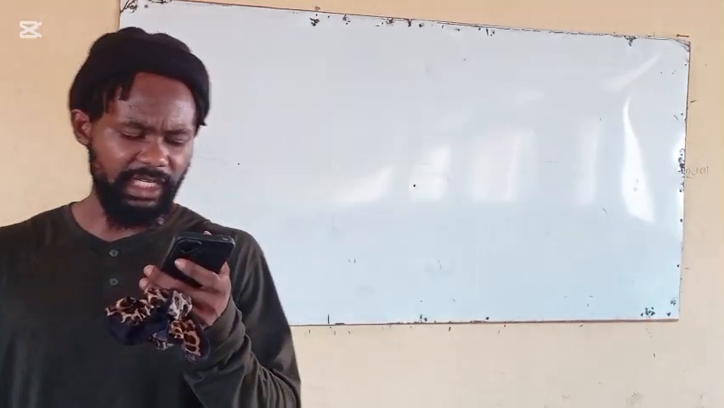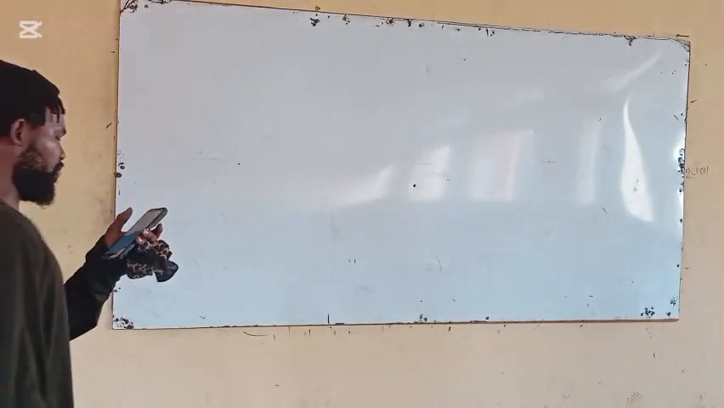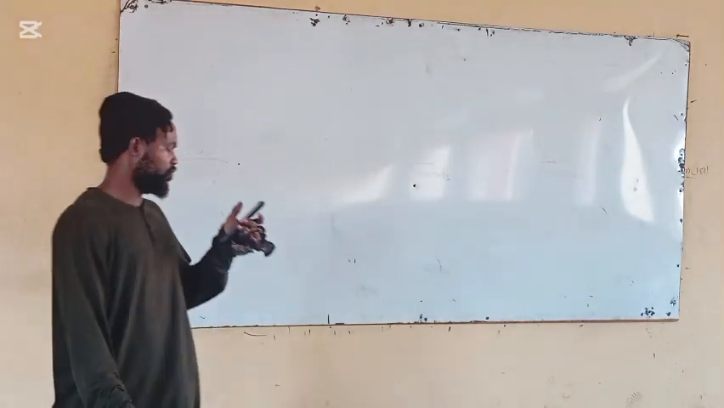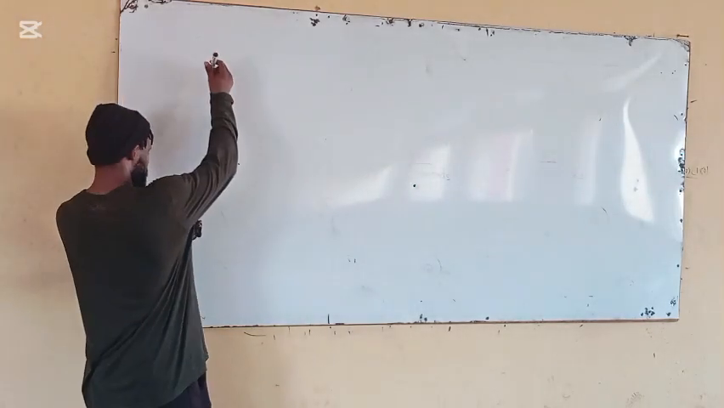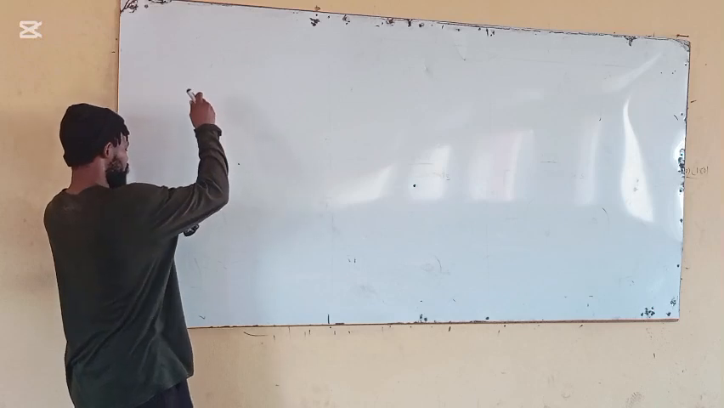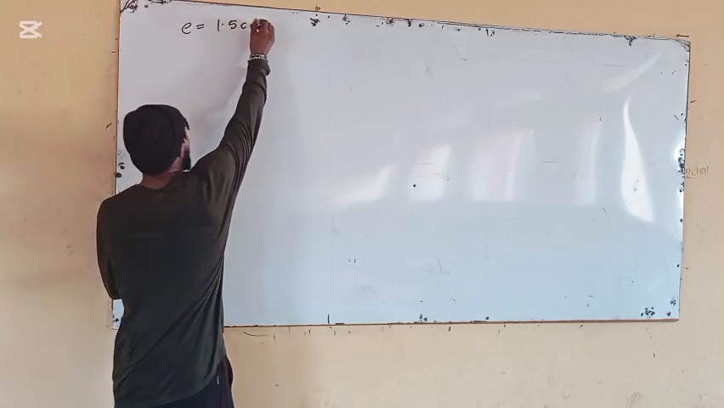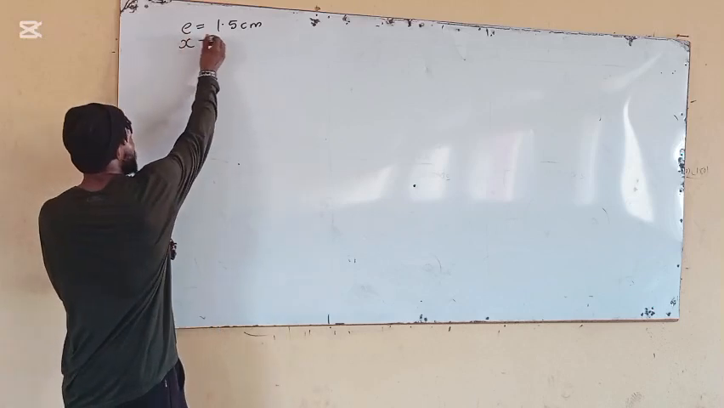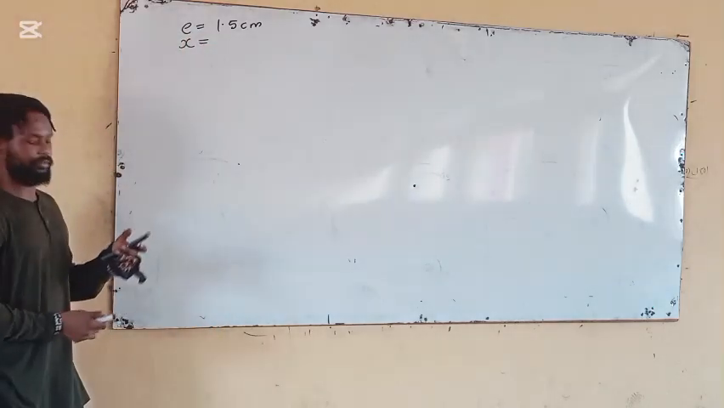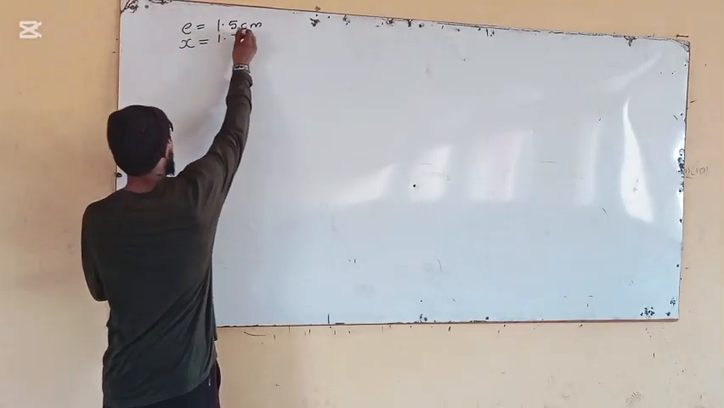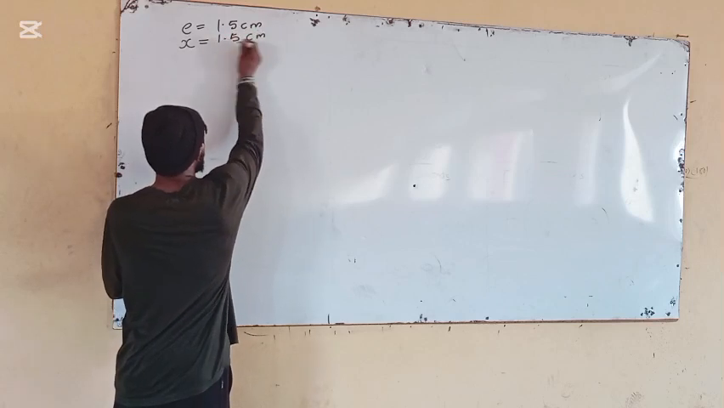If the mass is set into vertical oscillation, calculate the period of oscillation. So they said a body is supported by a helical spring and causes an extension e of 1.5 cm. And you know that this extension is the same as x. Do you agree? Yes. Of 1.5 cm. And we know that cm to meter is what?